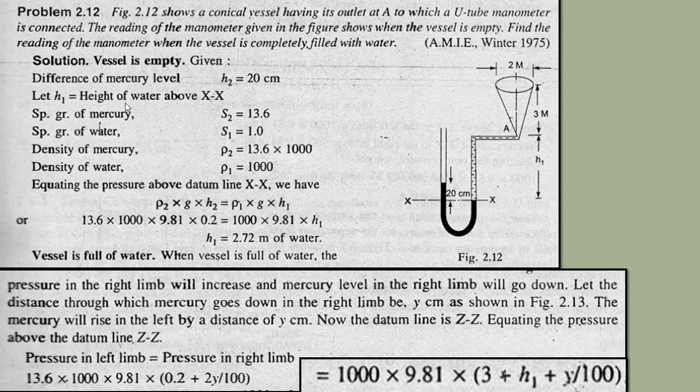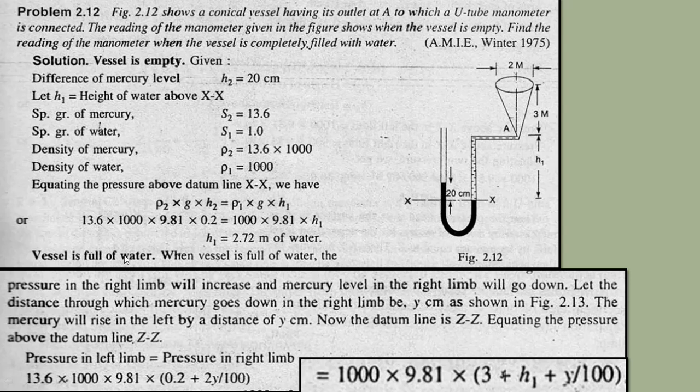Let H1 be the height of water above XX. Specific gravity of mercury S2 is equal to 13.6, specific gravity of water S1 is 1. Density of mercury ρ2 is equal to 13.6 into 1000, density of water is 1000. Equating the pressure above the datum line, pressure here and pressure here, ρ2 g H2 is equal to ρ1 g H1. So put the values, we'll get H1 is equal to 2.72 meter of water.